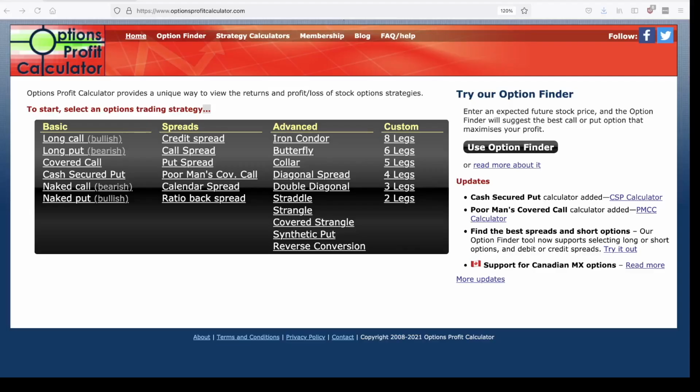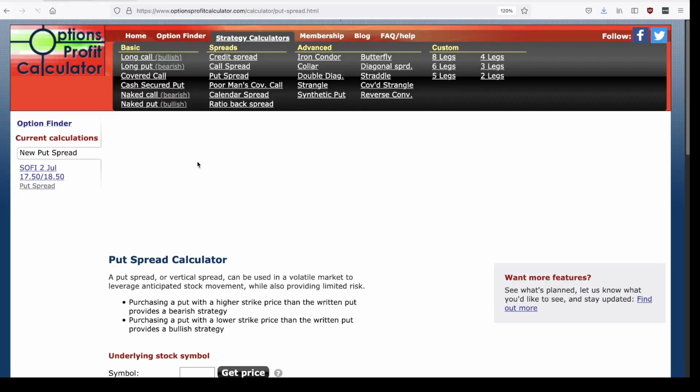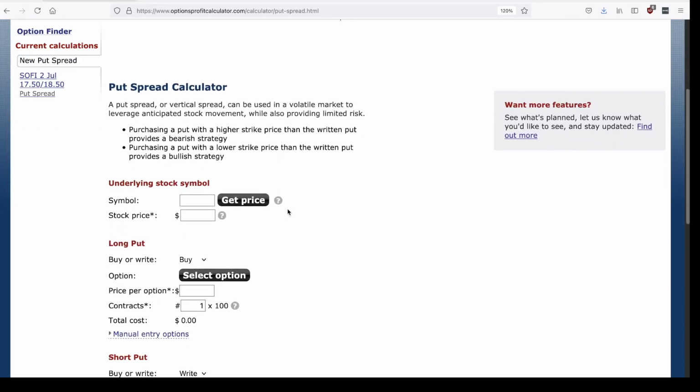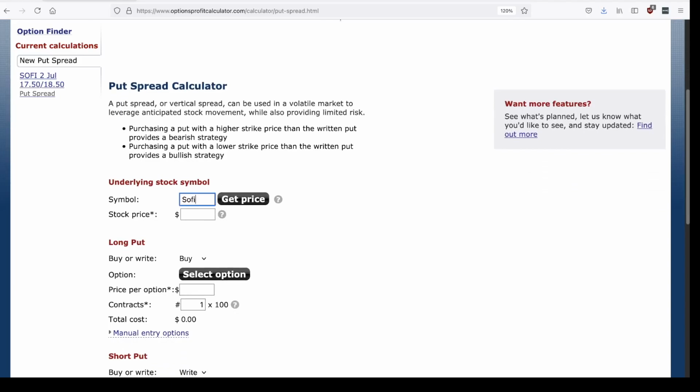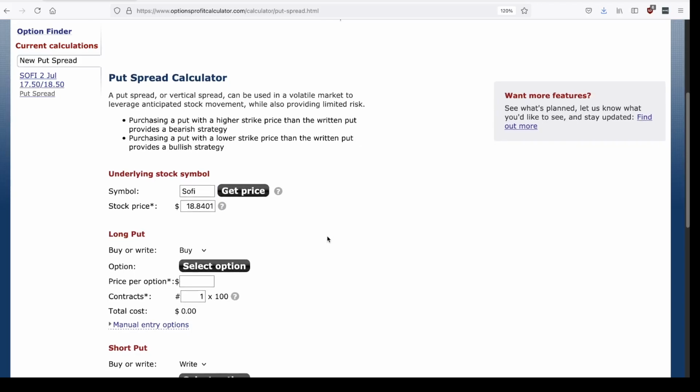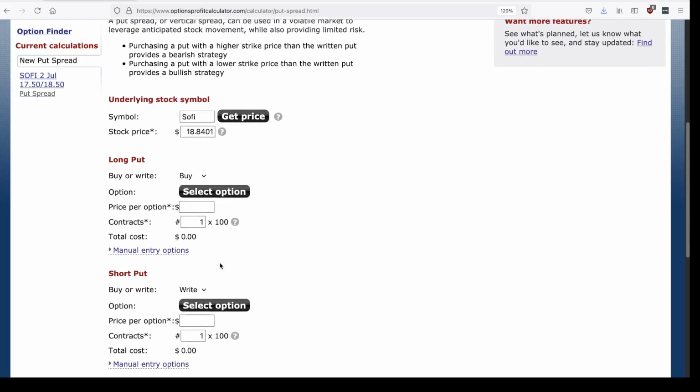Now I'm going to go to a website, optionsprofitcalculator.com. This website is great for learning how all these different strategies with contracts work. In this example, we're going to go to the put spread. And I'm just going to choose a stock. We'll do SoFi. I know that's been popular recently. You choose whatever stocks that you're bullish on when you're doing this. This is not a recommendation for SoFi. This is just an example.